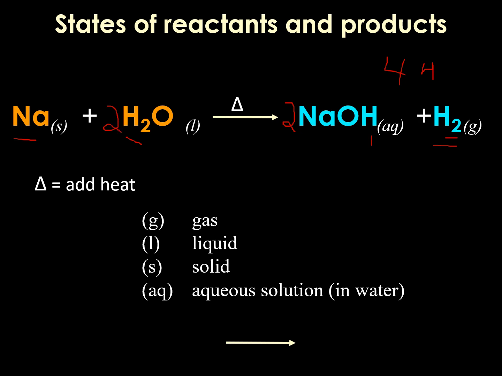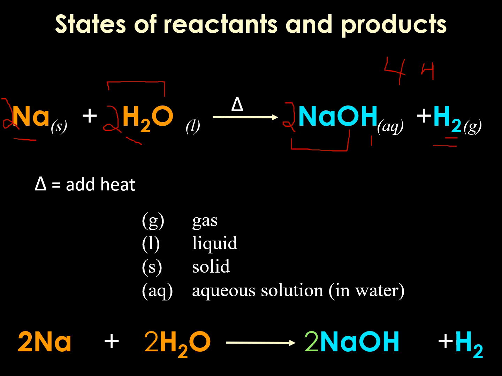Let's look at our oxygens. We have 2 oxygens on the right, and we have 2 oxygens on the left. And we need to add a 2 here because there are 2 sodiums on the right. Let's add a 2 here to make 2 sodiums on the left. And just in our answer, we have coefficients of 2, 2, 2, and 1.